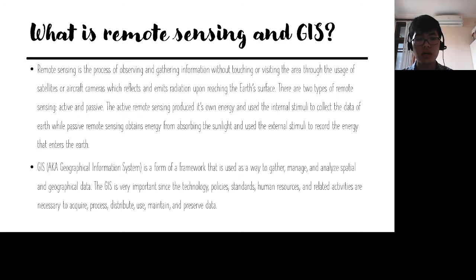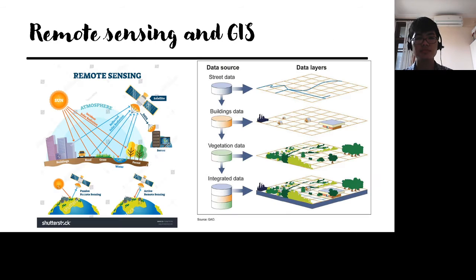the Earth. GIS, also known as Geographical Information System, is a framework that is used as a way to gather, manage, and analyze spatial and geographical data. GIS is very important since the technology, policy, standards, human resources, and related activities are necessary to acquire, process, distribute, use, maintain, and preserve data.